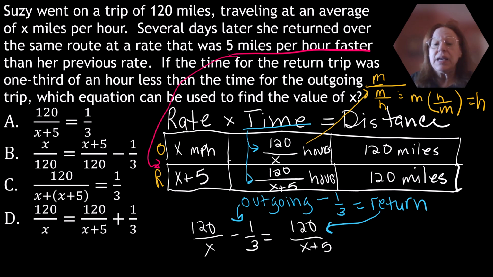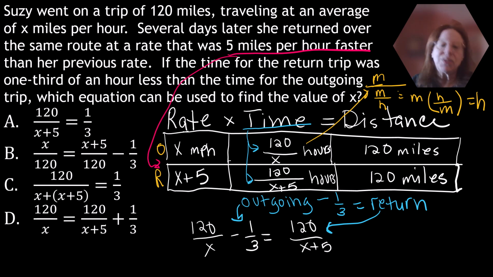time there, minus 1/3, because the return trip was 1/3 of an hour less than the time of the outgoing trip. So you take the outgoing trip, subtract 1/3, and you get the return trip, which is 120 over X plus 5. Unfortunately, that's not one of the answers, but it's pretty darn close.